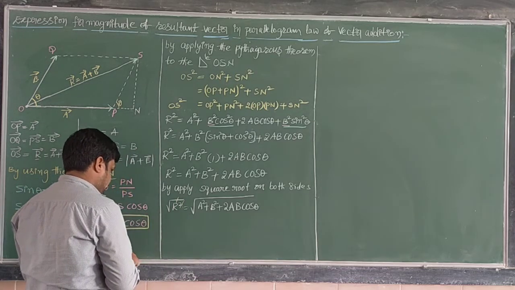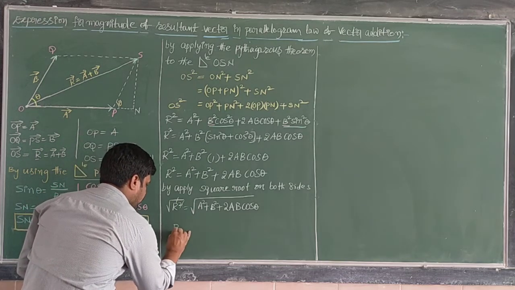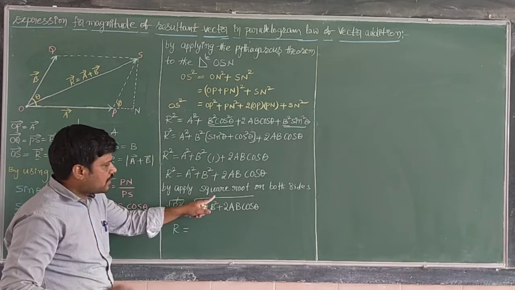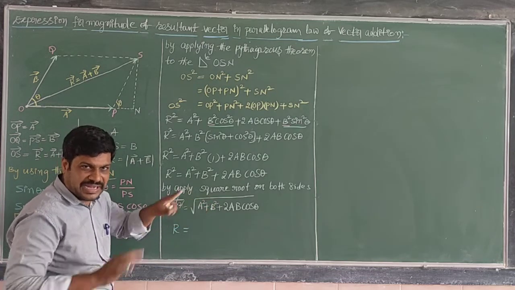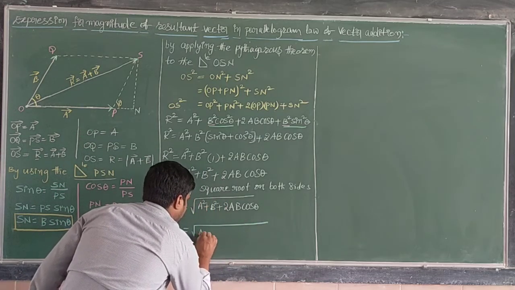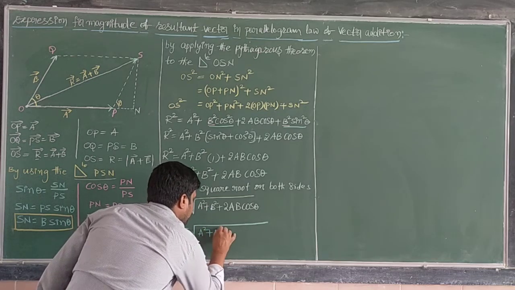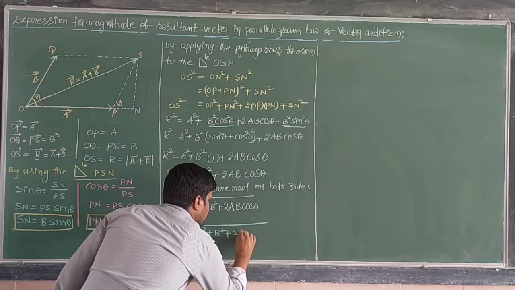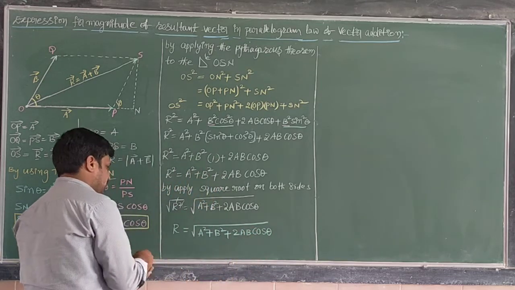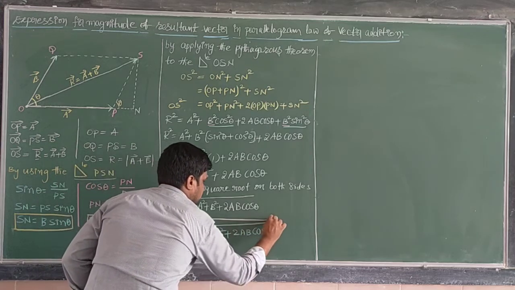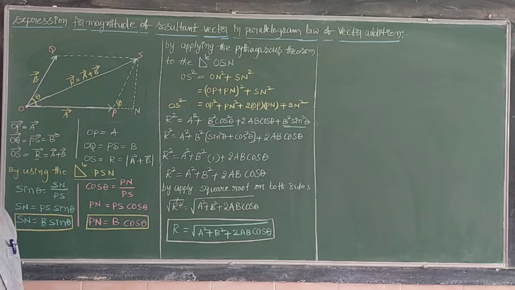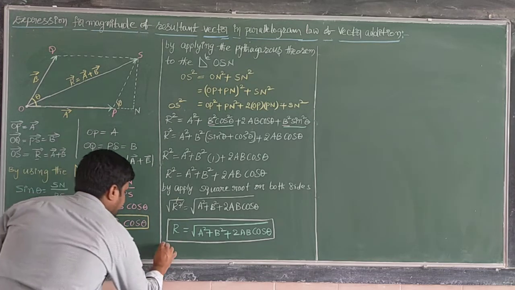R is equal to, see here, these squares A square and B square are not going to cancel, so let it be like this. So R is equal to the square root of A square plus B square plus 2ab cos theta. Now this is nothing but the expression for the resultant vector in the parallelogram law of vector addition, the magnitude of the resultant vector.